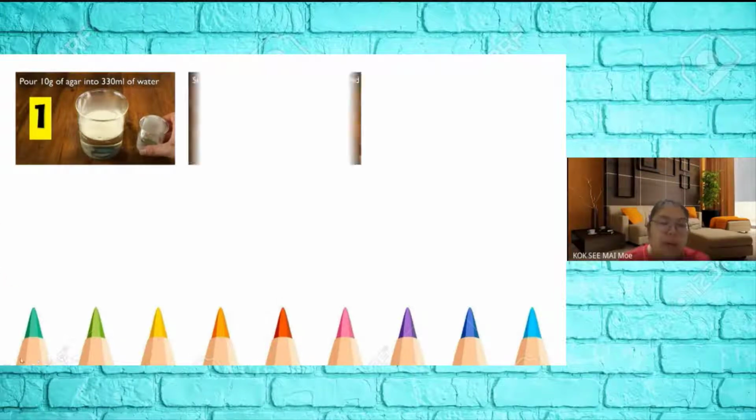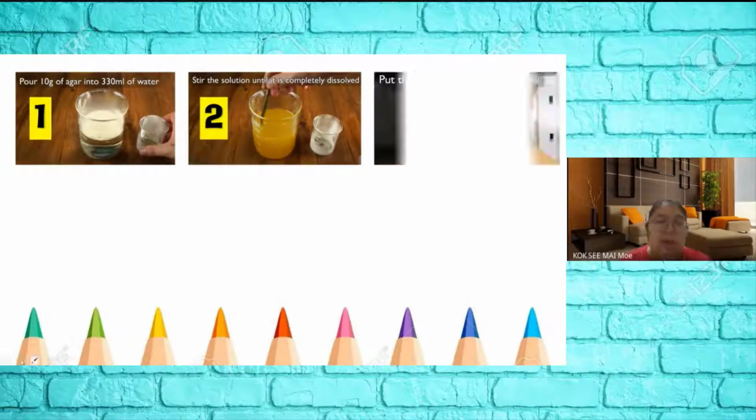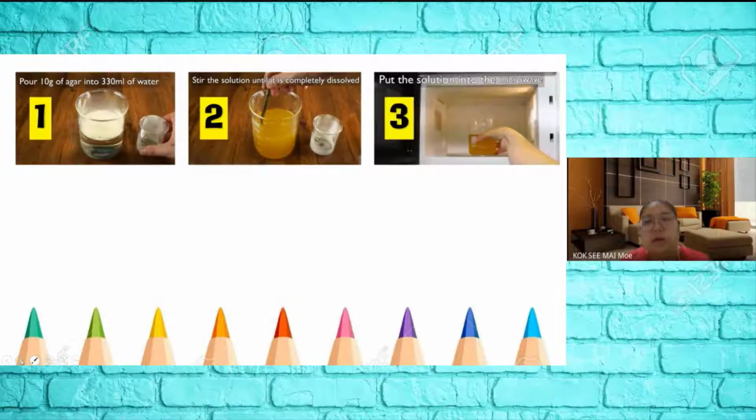Okay, after that, they go to stir. Stir the solution until it completely dissolves inside the water. So you can see the liquid becomes like this. Okay, number 3. They want to make it become solid, because this one is a liquid. I want to make the agar become solid.